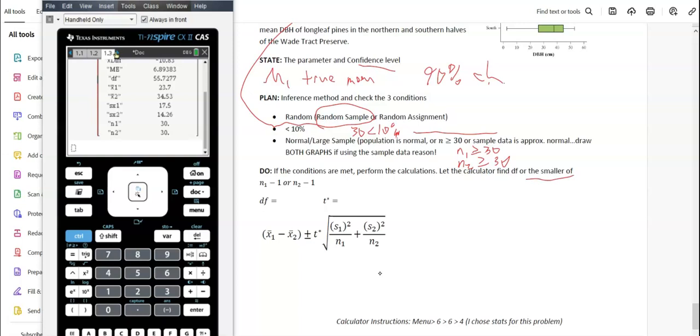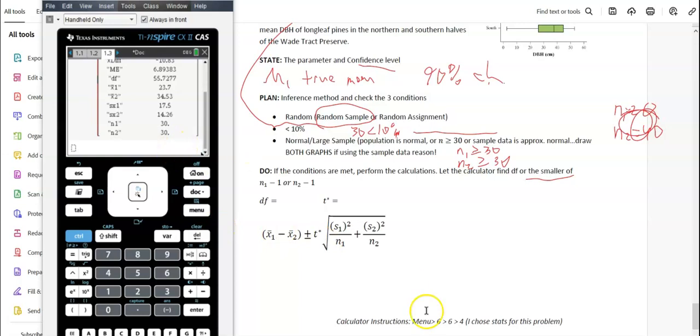The smaller of N1 minus 1 and N2 minus 1. So let's say that N1 was 20 and N2 was 40. So using the conservative valuation here for degrees of freedom, you would take the smaller of the two numbers, 20, subtract 1, and that would give you 19. That would be okay if that was the problem. We're not going to do that.